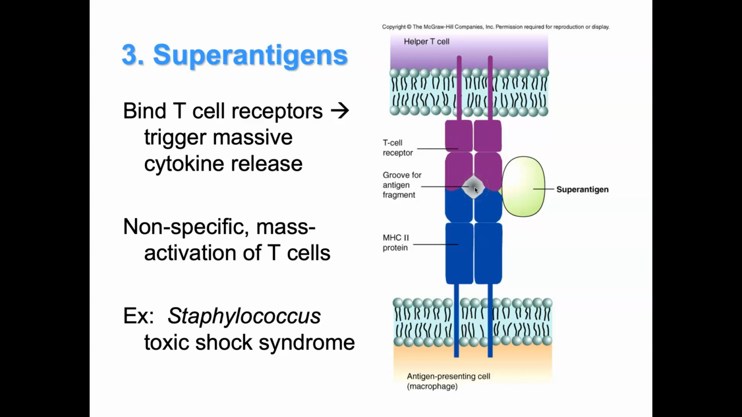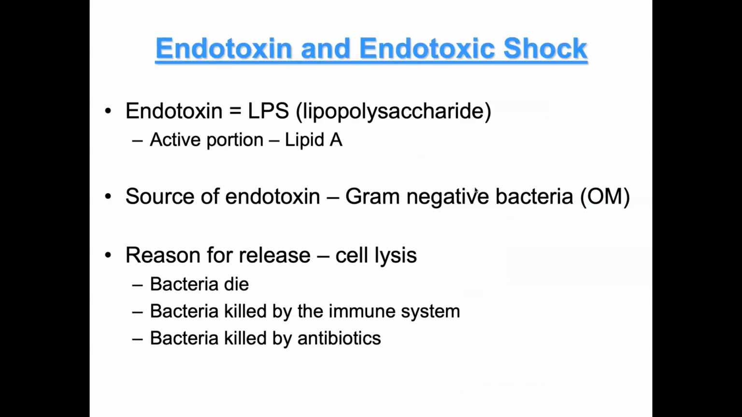This trimolecular complex of the MHC2, superantigen, and TCR induces the proliferation and cytokine production in T cells. But to such levels, because remember that it activates a large fraction of T cells, that it actually results in toxic shock. There are some food poisoning symptoms that can result from this, as well as scarlet fever. So it is a very intense reaction, non-specific mass activation of T cells that causes this toxic shock.